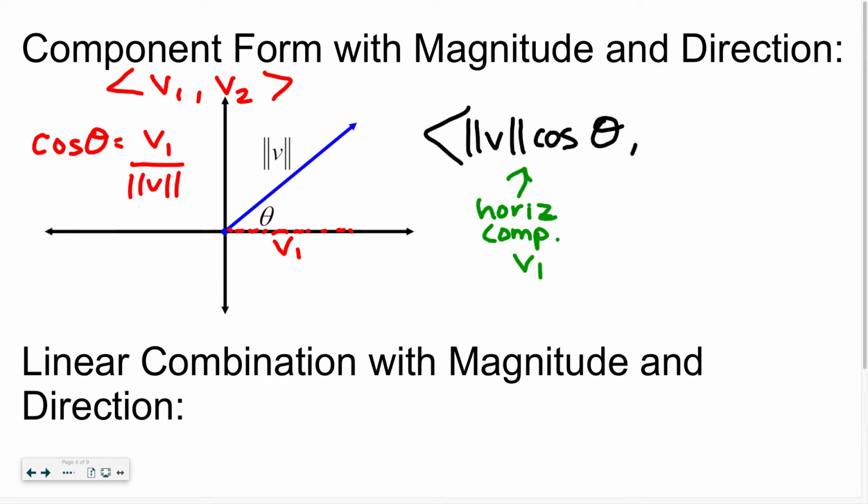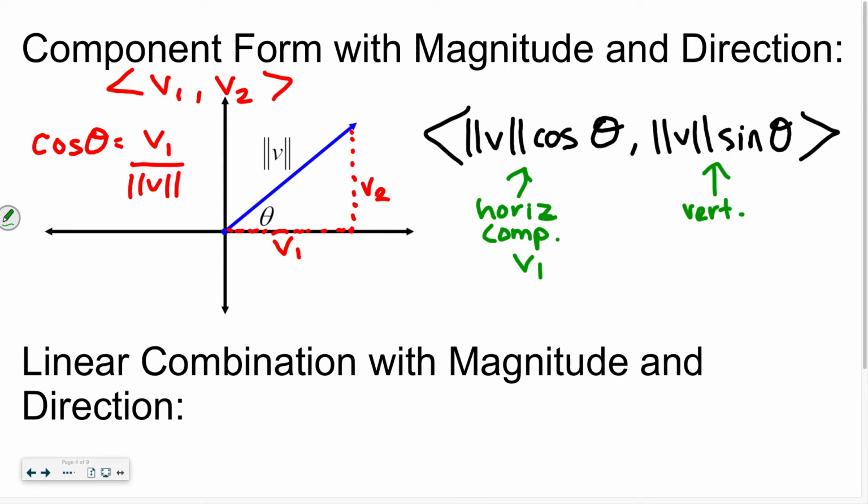Okay, so we've got v sub 1, we've got the horizontal component. How will we find v sub 2? Then we're going to use sine. I'm not going to write out all of the sine stuff, but it would just be sine theta equals v sub 2 over magnitude v, multiply by magnitude v. And so our vertical component is the magnitude of v times the sine of theta. So that's our vertical component, which is v sub 2.